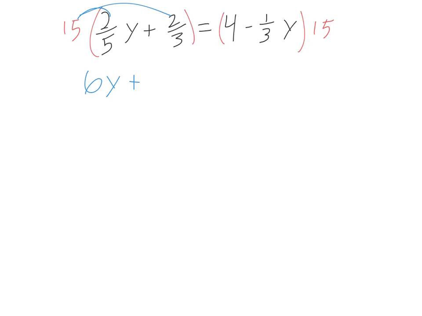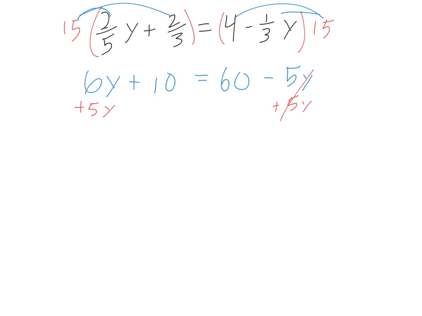15 times 2 is 30. Divided by 3 is 10. So 6y plus 10 equals 15 times 4 is 60 minus 1/3 times 15. Okay, 15 divided by 3 is 5, so that's 5y. From here I want to move my y's. So I'm going to add 5y to both sides to move that 5y there.